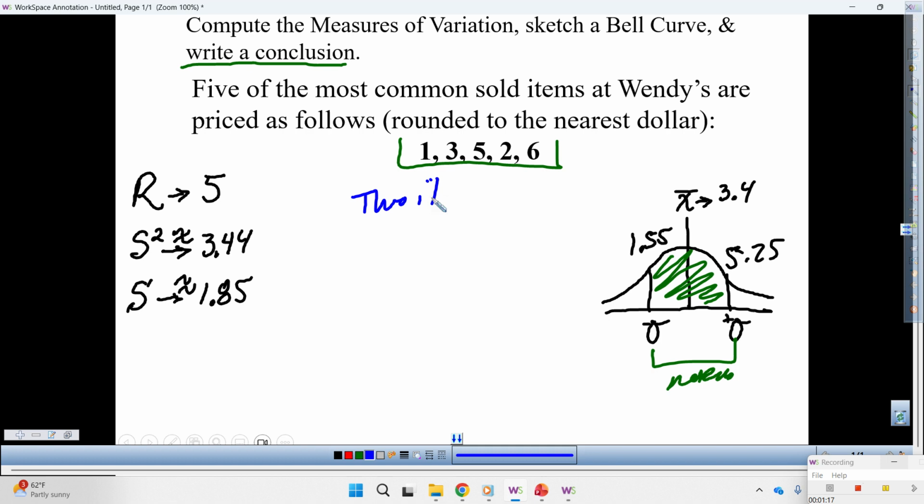Two items are not in the norm. What items are those? 1 and 6. Hands up if you got that or something similar. That is correct. All right.